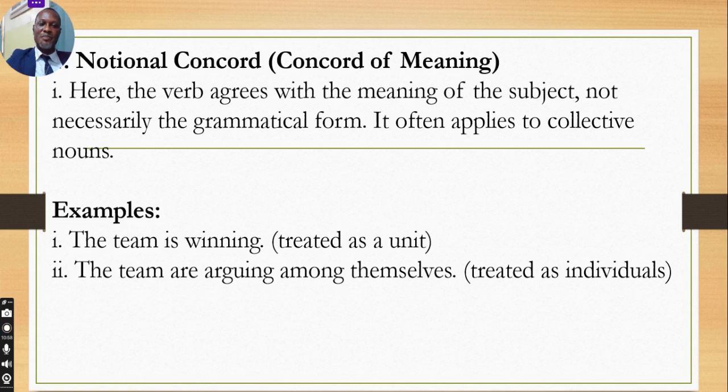The team are arguing among themselves. So when you want to use are alongside the collective noun team, then it means you must use it in a sense that you are treating them as individuals. Like, okay, we have 11 members of a team. So when you want to say the 11 members are arguing among themselves, then you can use are. But when you are referring to them as a collective unit, then you use is. I hope this is understood.